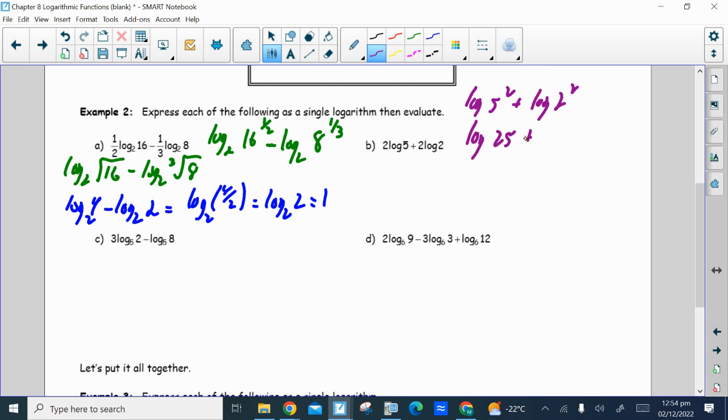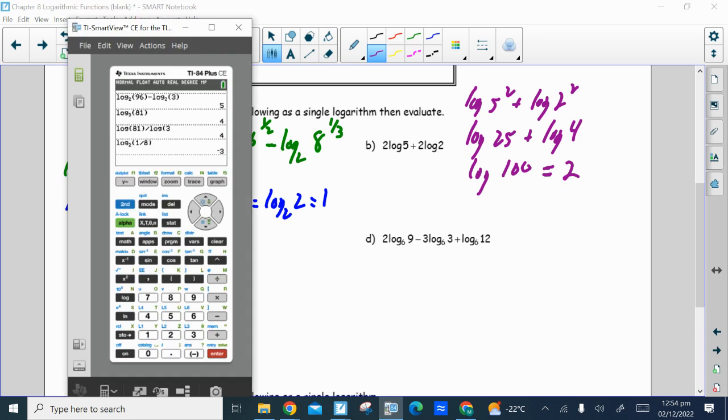5 squared is 25. 2 squared is 4. These are common logs, no base indicated, which means base 10. We can combine these two together using the product law. It'll be the log of 25 times 4, which is 100. And again, this is a common log. This is asking 10 to what power is 100? The answer is 2. 10 squared is 100.